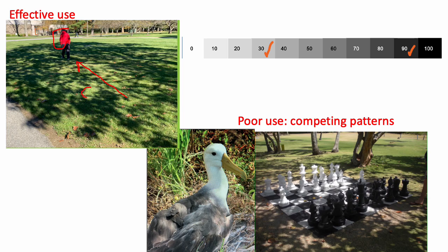The light areas get smaller with distance. The light areas are about 30% black. The dark areas are 90% black, which is a 60-point spread. Dappled light is less effective if it covers competing patterns, like the feathers of the albatross bird and the chess set.